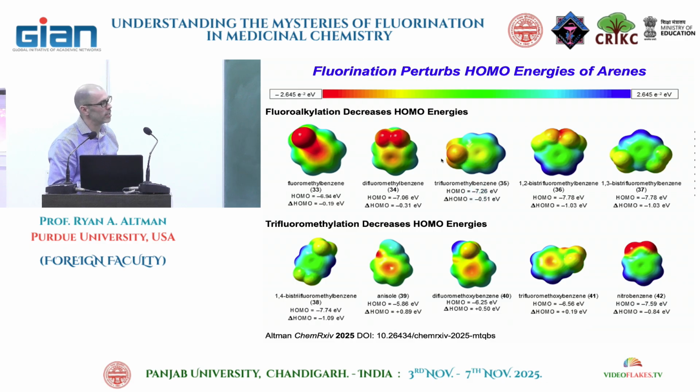You can still see a lot of the yellow and the green character there. If you have bis trifluoromethyl substructures, that HOMO energy drives down quite a bit more. So now we think about a less and less and less nucleophilic pi system. There's another one, and then there's another, 1,4 bis trifluoromethylbenzene.